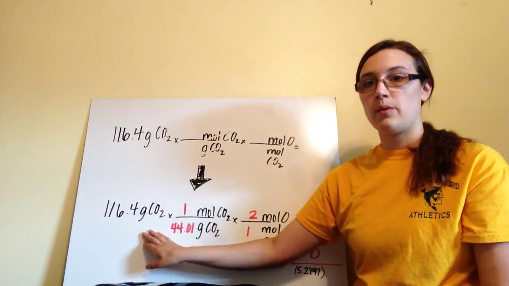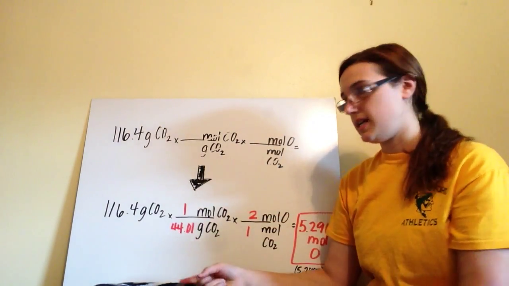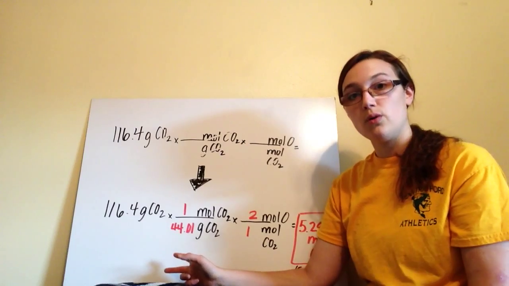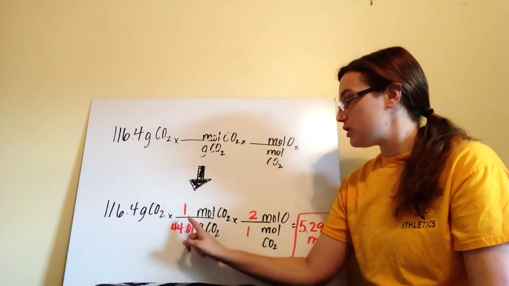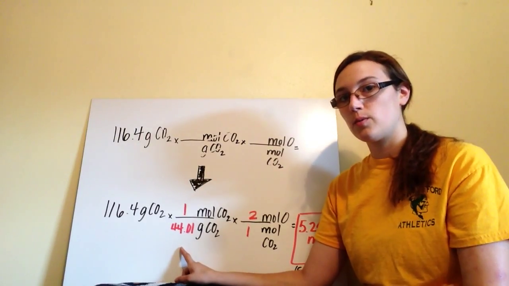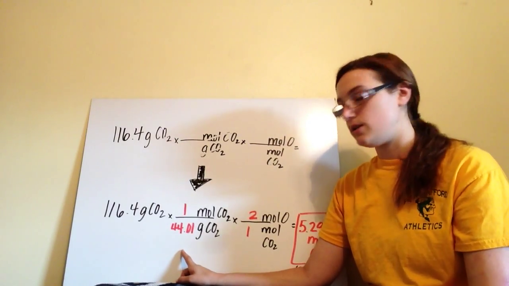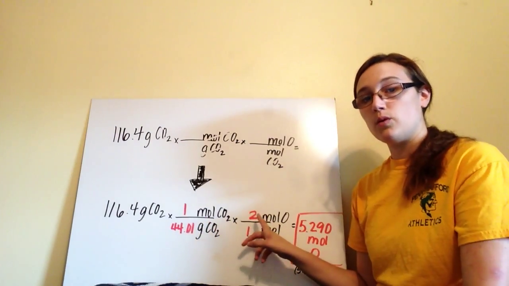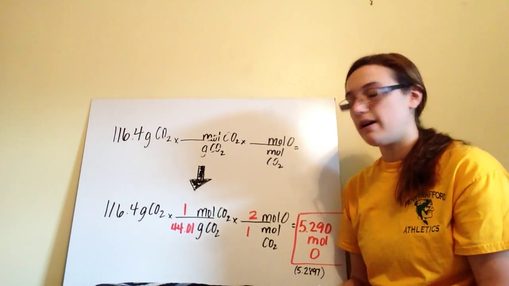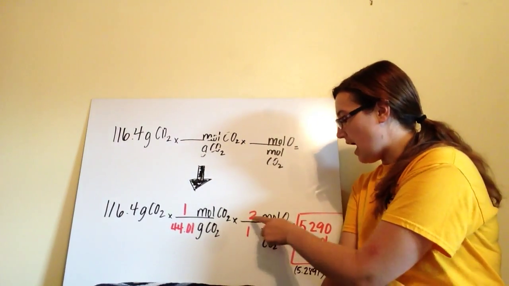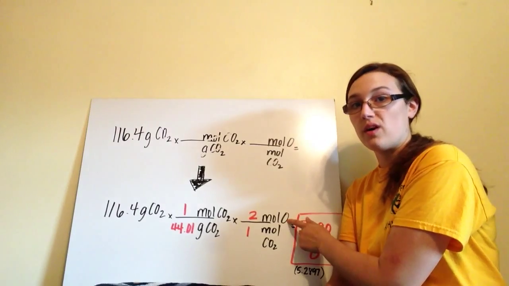Now, if we look at the bottom, I plugged all of our numbers in. We start with our given. Okay, when you're going grams to moles, you use molar mass. So for every 1 mole of CO2, we have 44.01 grams of CO2. Okay, now going from moles of CO2 to moles of O, just look at the formula. Right? For every 1 mole of CO2, I have 2 moles of O within that.